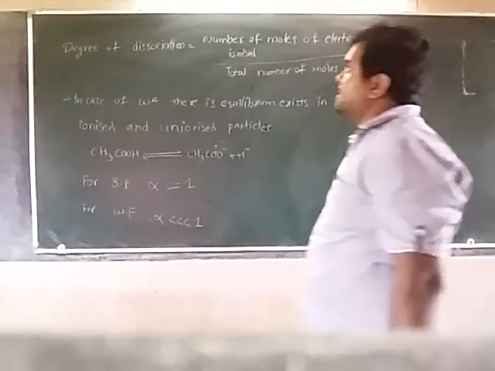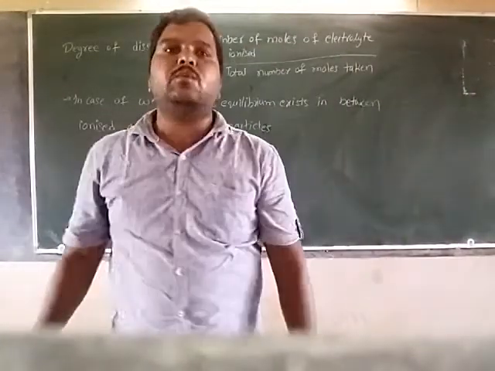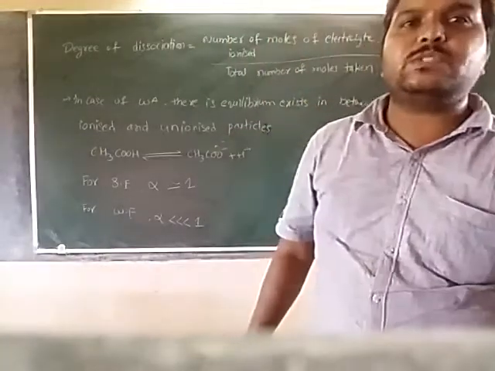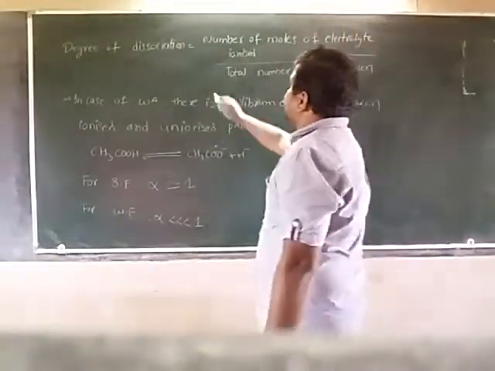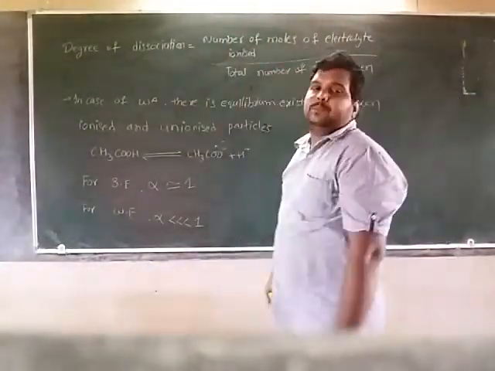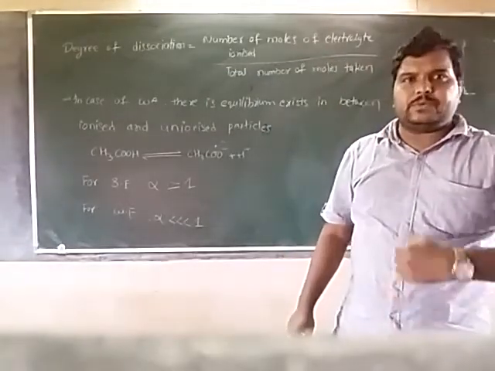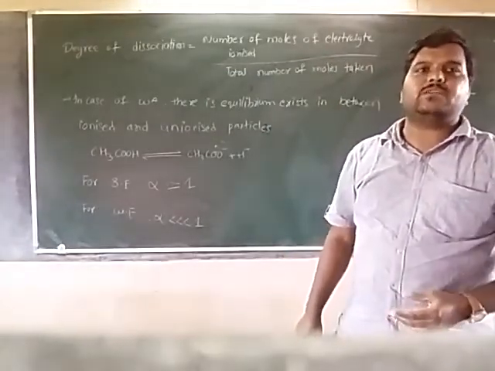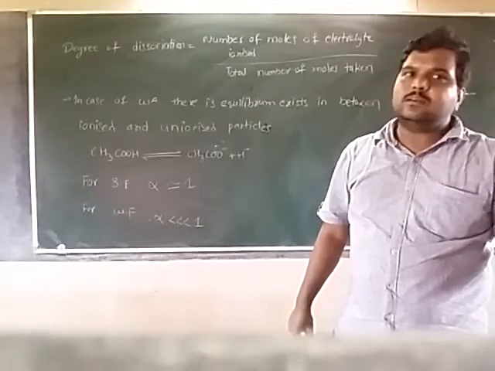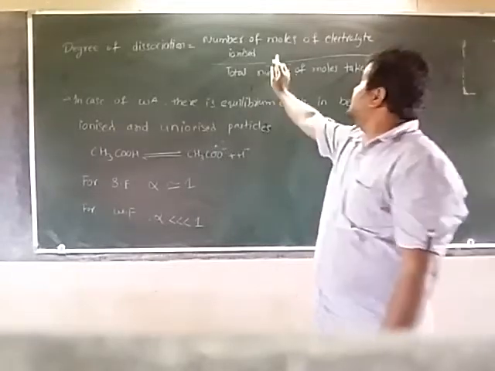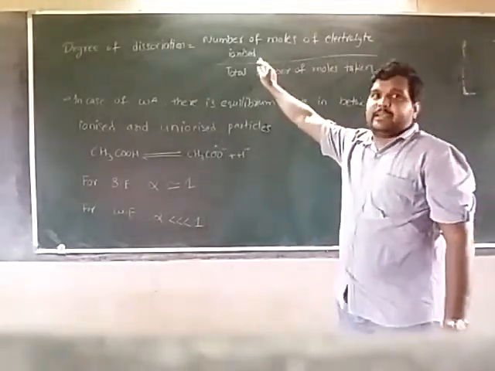Okay, now we will see the degree of dissociation. So the degree of dissociation is used for calculating the dissociation of strong and weak electrolytes. It is the number of moles of electrolyte ionized.